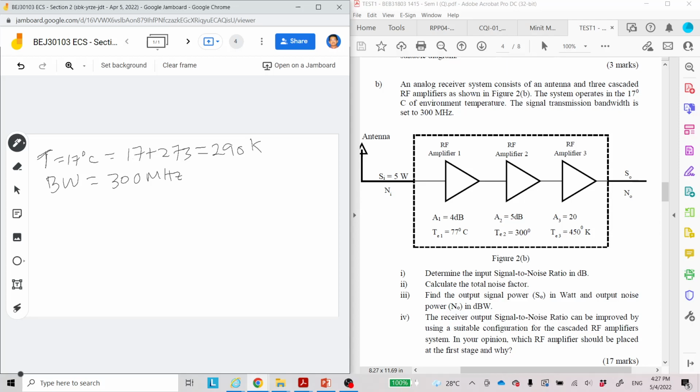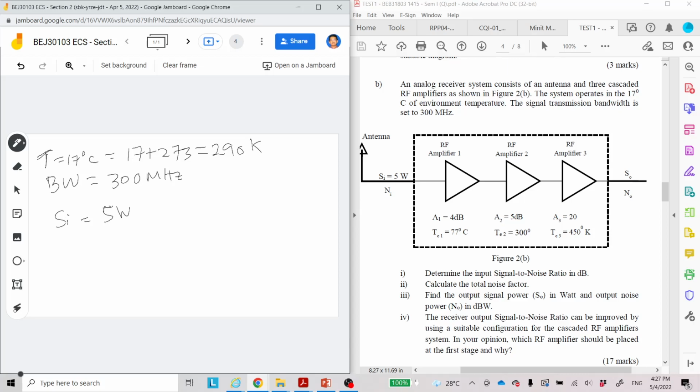So you don't need to write this because I already gave you this example, the answer here. So you just need to help me to calculate. So now the first question asks to find the input SNR. So we know how much is SI. SI is given as 5 watt.